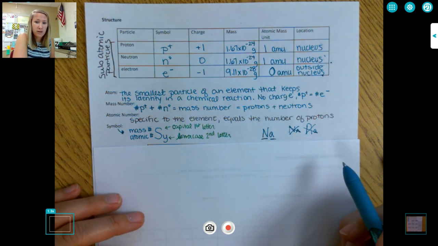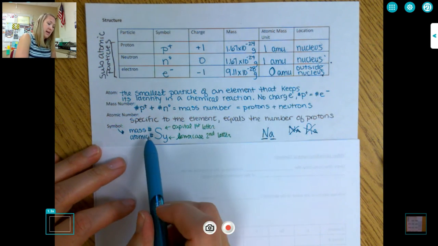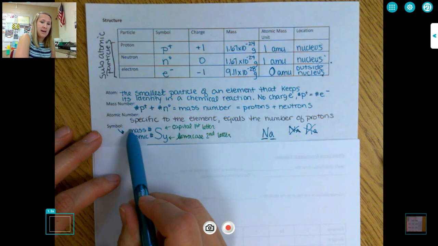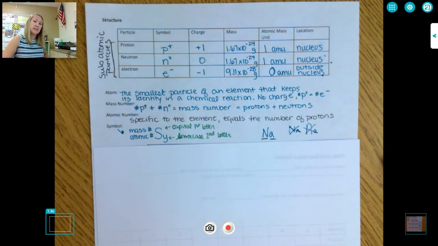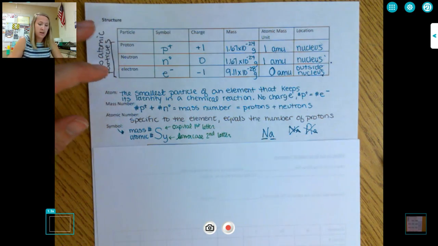That's how we're going to write our element symbols. Then what we can also add is the mass number and atomic number. So mass number is the bigger number. Usually it's going to go on top. And then atomic number is that one that we'll find on the periodic table as well. So they get put one over the other.